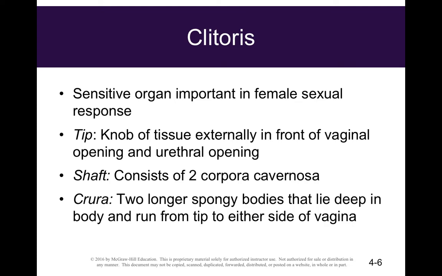So the clitoris. The clitoris is a sensitive organ that's very important in the female sexual response. The tip of the clitoris is a knob of tissue that extends externally in front of the vaginal opening and the urethral opening. The shaft of the clitoris consists of two corpora cavernosa, and the crura are two longer spongy bodies that lie deep in the body and run from the tip to either side of the vagina.